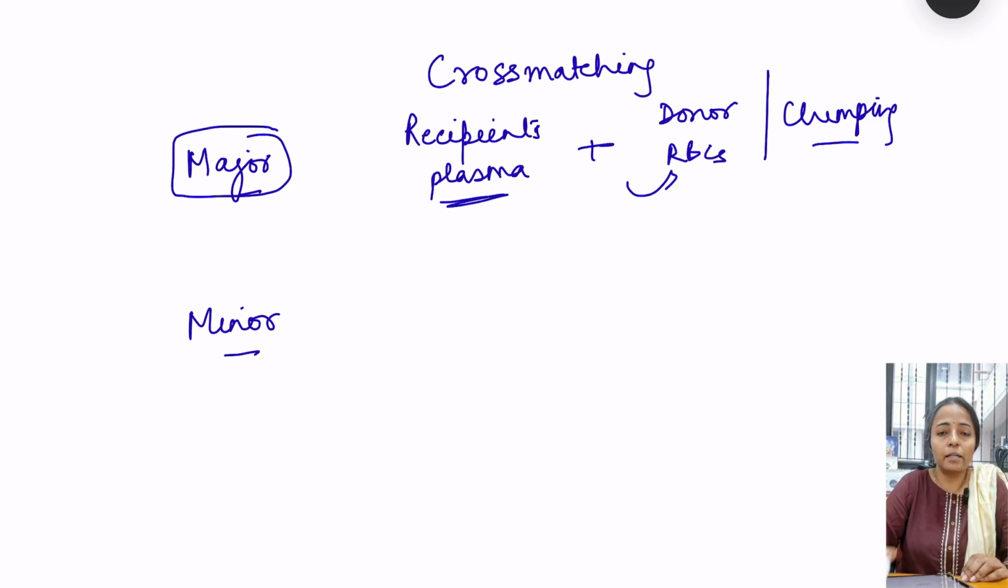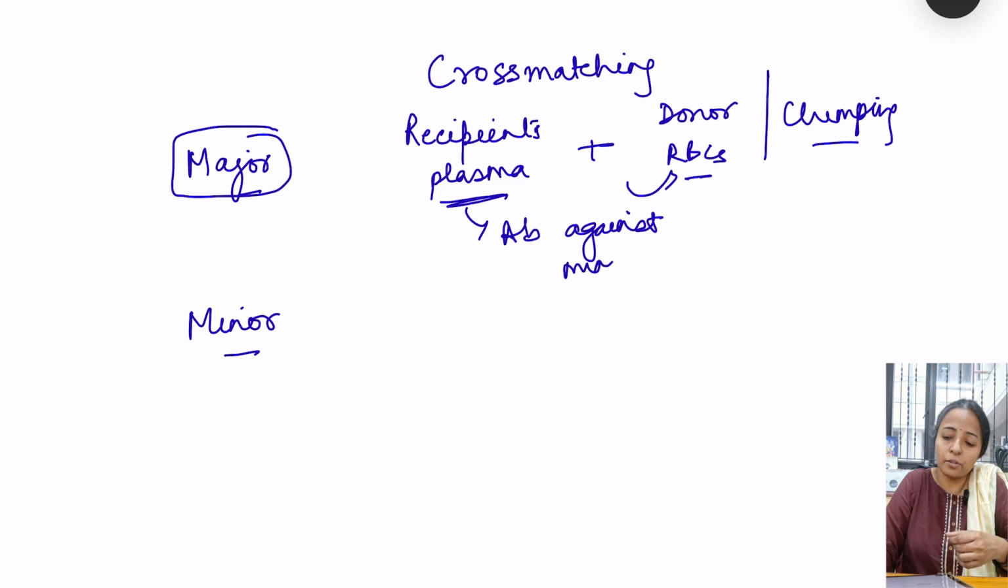And if any antibodies against any minor blood group antigens are able to react with these donor RBCs, then we go for another ABO blood group matched blood. So this cross matching is to detect antibodies against minor blood group systems, right?